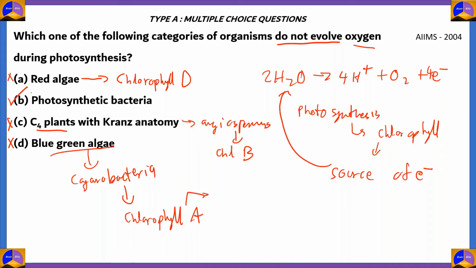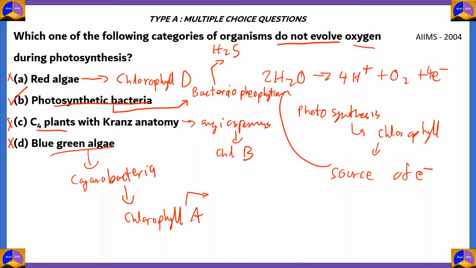The right answer is option B, photosynthetic bacteria. Now, these are very different from cyanobacteria. Cyanobacteria is a separate class of their own. These are other kinds of photosynthetic bacteria, and they use the pigment bacteriopheophytin. And this pigment uses H2S as its source of electrons and not water. So therefore, they will not evolve oxygen. They will evolve other compounds such as S2.